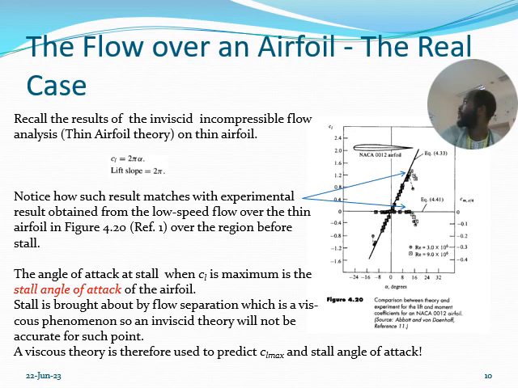Starting from angle of attack equals 0, there is no lift. But as soon as you increase the angle of attack, lift is generated. That's why it's proportional. We see that CL is proportional to the angle of attack. The higher the angle of attack, the higher the lift. So this straight line here is what you get from thin airfoil theory. We just say CL is equal to 2 pi alpha.